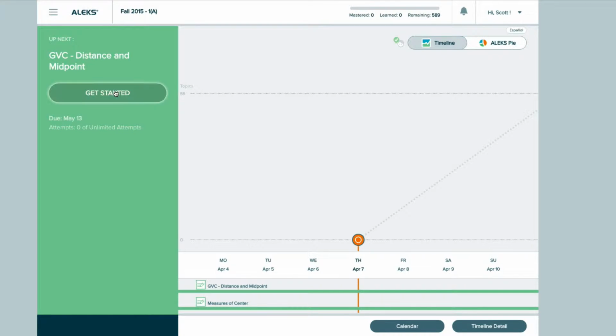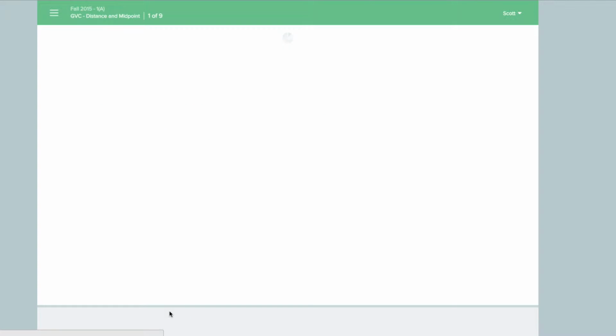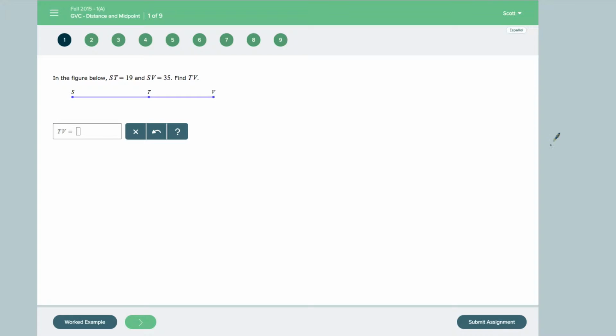Let's go ahead and work on the GVC distance and midpoint formulas. This one has 9 questions, and let's go ahead and go through. In the figure below, ST equals 19, so right here is 19, and SV equals 35. So this whole thing right here from one side to the other is 35.